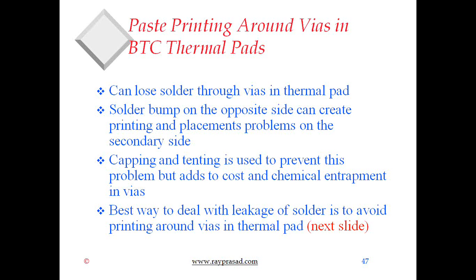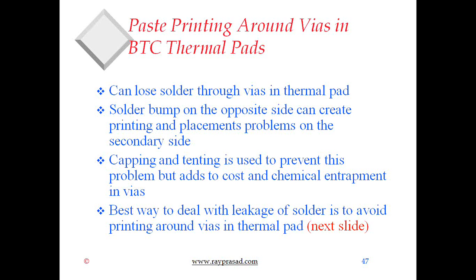And if you are using those chemicals, they're very aggressive, and they can cause the corrosion of the via. So you need to be careful when you do capping and tenting that there is no corrosive chemical inside those vias. So a lot of times people just get them plated shut, or they can also fill them up with a non-conductive epoxy, but that adds to the cost. So these are the options that we have on the top.